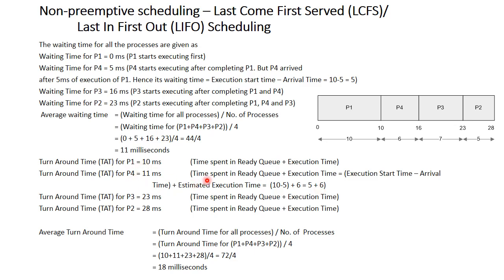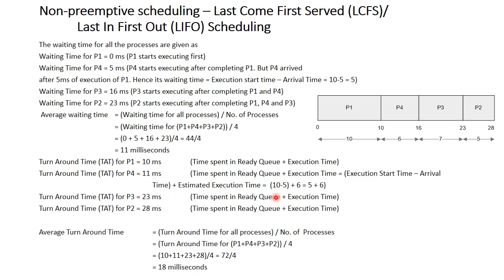So be careful. Time spent in ready queue for P4 will not be the same as 10 millisecond. It will be execution start time minus the arrival time. Execution start time of the process is 10 minus the arrival time of P4, which is 5 millisecond. So 10 minus 5 will be 5 millisecond plus the execution time of P4, that is 6 millisecond. 5 plus 6. Turnaround time for P3 is 23 millisecond.